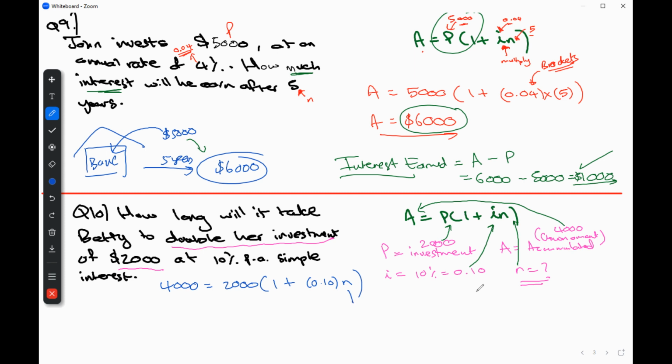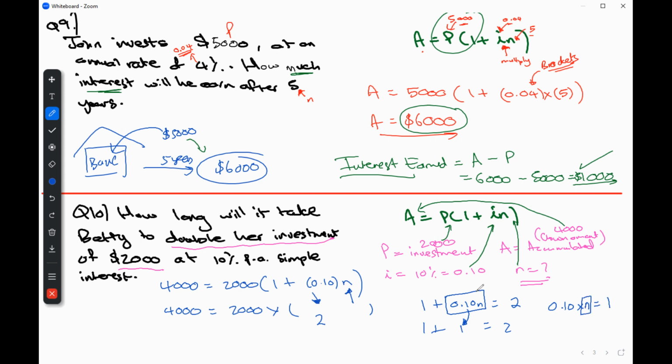Now remember, N can be found if we say 2,000 times something. What will that something be? Equal to 4,000. 2, right? 2,000 times 2 equals 4,000. So that means whatever's inside the bracket must be 2. Now 1 plus something is 2. That something is 1. 1 plus 1 is 2. And so 0.10 times N must equal 1.